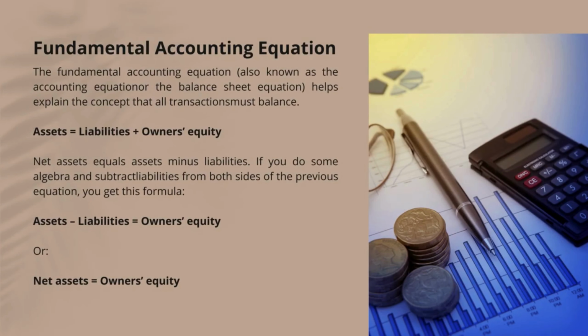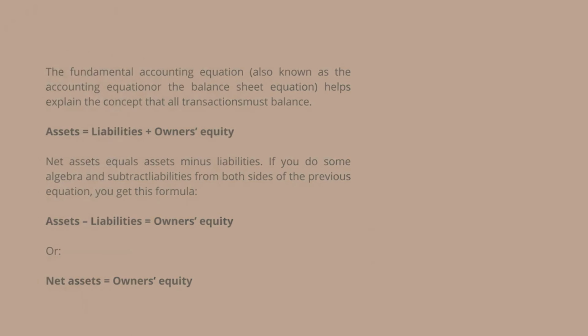Fundamental accounting equation. The fundamental accounting equation, also known as the accounting equation or the balance sheet equation, helps explain the concept that all transactions must balance. Assets equals liabilities plus owner's equity. Net assets equals assets minus liabilities. If you do some algebra and subtract liabilities from both sides of the previous equation, you get this formula: assets minus liabilities equals owner's equity. Or, net assets equals owner's equity.